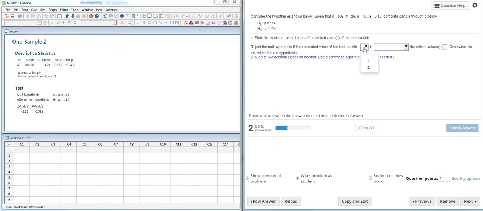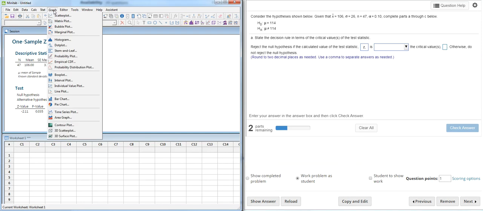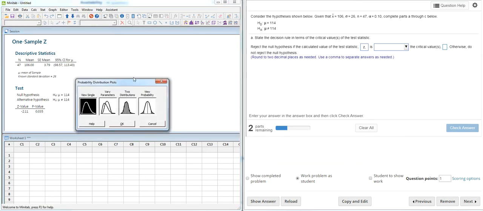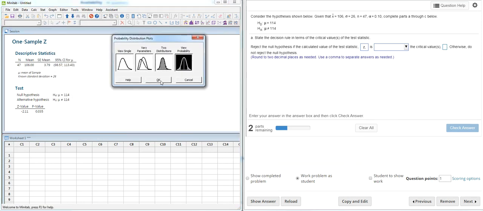All right. My Z is... Oh, I need my critical value before I can decide this. I'm sorry. I thought this was a different question. Anyway, so my Z value is negative 2.11, so I'm going to need the critical values that go with this. So again, I know I'm doing a Z because it's a known standard deviation. So now I'm going to make Minitab produce my critical values for me. Since my alpha is 10%, I'm going to split that between my two tails. So I'm going to go up to Graph, Probability Distribution Plot, View Probability.